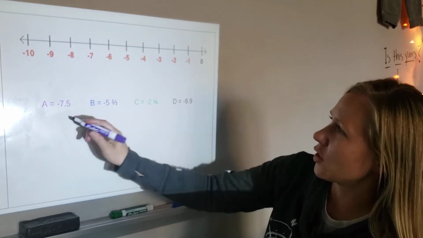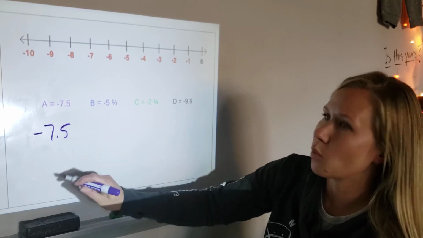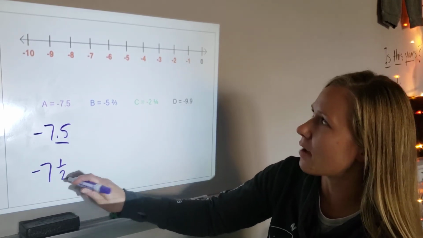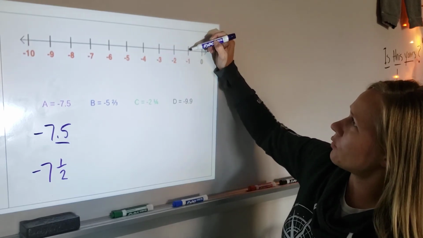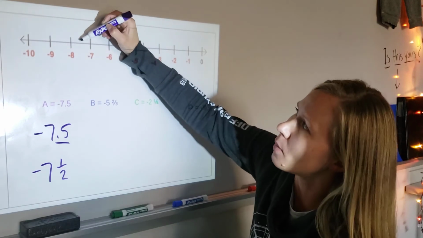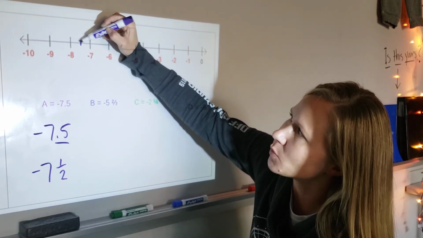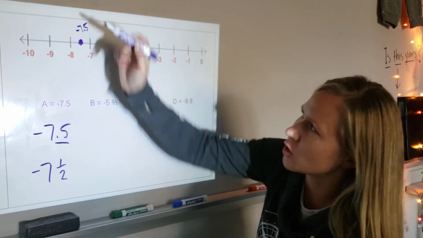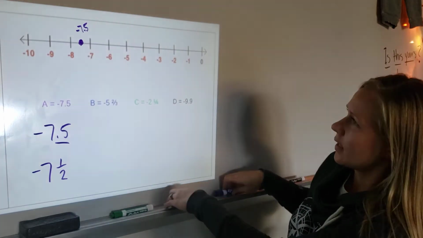Okay, A here is negative 7.5. What do I know about 0.5? It's the same thing as half, negative 7 and a half. So here we go. We're going to go negative 1, 2, 3, 4, 5, 6, 7, and we need a half a jump more. So boop, half a jump more, right in between the 7 and 8. Negative 7.5. There you are, negative 7.5. Let's try B.